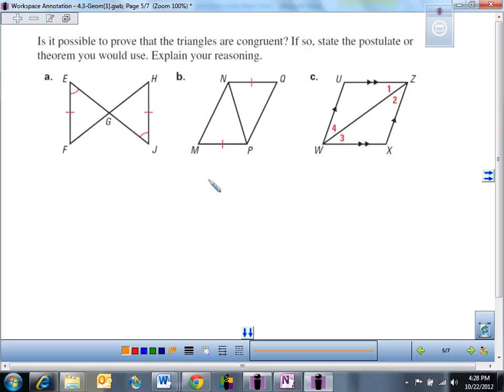Is it possible to prove that these triangles are congruent? So again, we're looking for vertical angles, reflexive, alternate interior, all that stuff. So for part A, I see an angle and a side, and then we get this other angle by vertical. So yes, these triangles are congruent because of AAS, and then in my explanation I would include vertical angles.